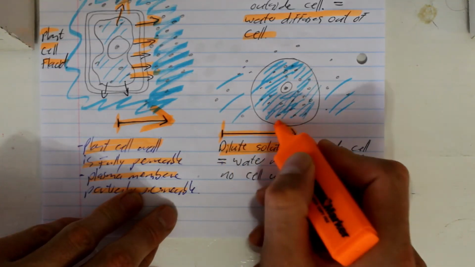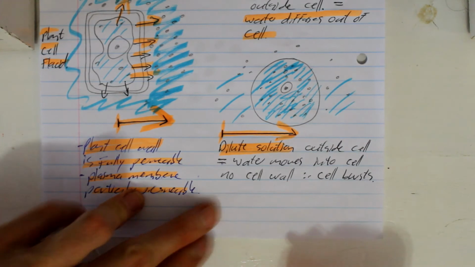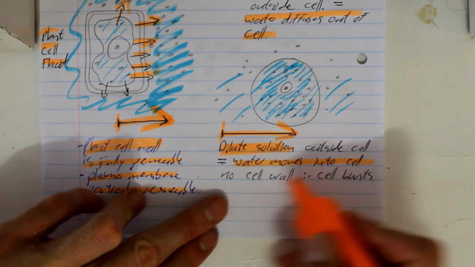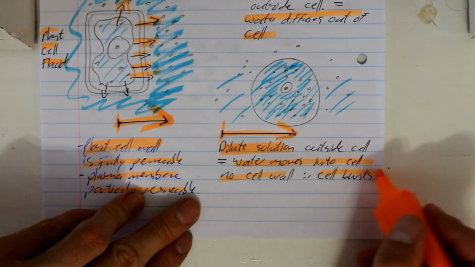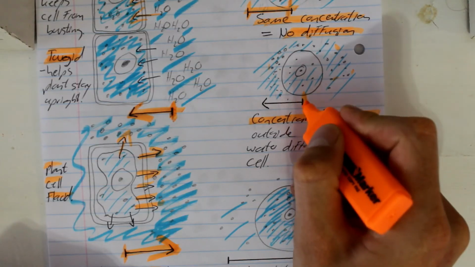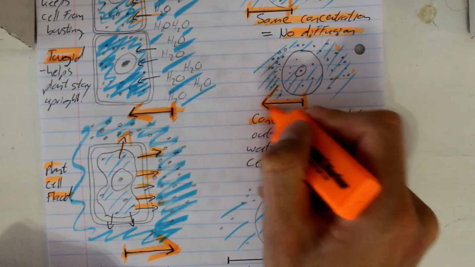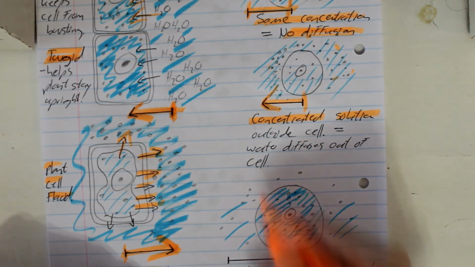So if you place an animal cell in a dilute solution, it will take up so much water via osmosis that it will lyse or burst. If you place an animal cell in a very concentrated solution, I don't want to say dehydrated, but water will move out of the animal cell to such a degree that the cell will actually shrink.